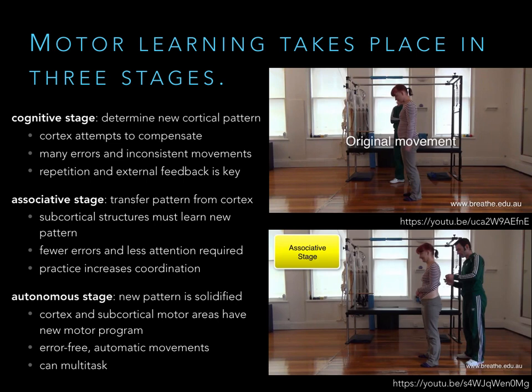There's the cognitive stage, where we have a great deal of conscious effort required to carry out movements, and they are error prone, they are not smooth. The cognitive stage really is all about the cortex, trying to identify which patterns need to get linked together.